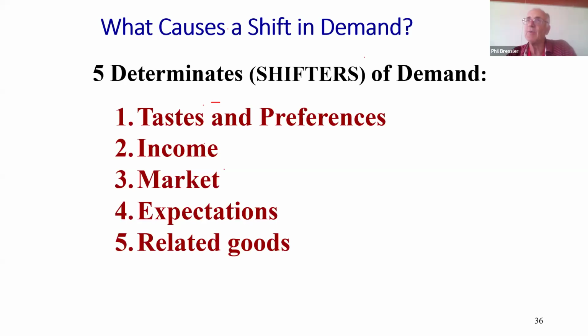I just gave you an example of a complement, milk and cereal. Like one affects the other. The price of milk goes up, people buy less milk, they're going to probably buy less cereal. If price goes down, people buy more milk, they could buy more cereal. These are the only things that shift demand. And I remember them as TIMER, right? Timer, timer. Taste and preference, income, market size, expectations, related goods.